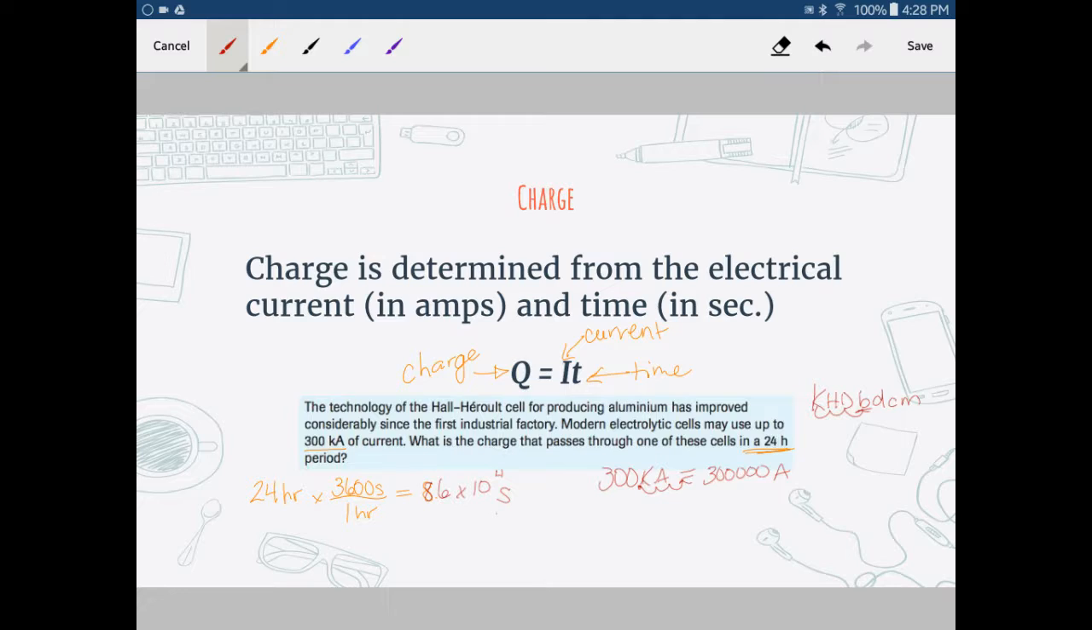If I'm looking for the charge in coulombs, so if I'm looking for Q, I know that Q is equal to 300,000 times my 8.6 times 10 to the 4 seconds. So this is amps and this is seconds. And when I plug that into my calculator, I get 2.6 times 10 to the power of 10 coulombs.